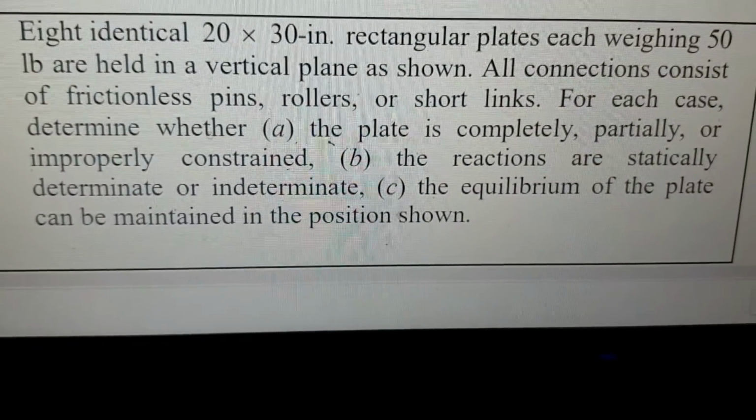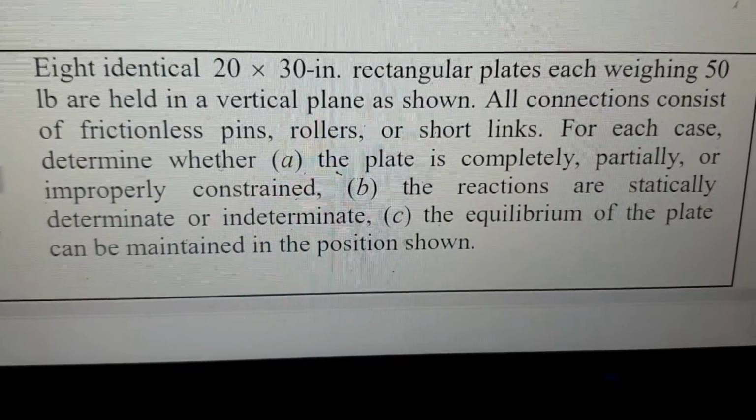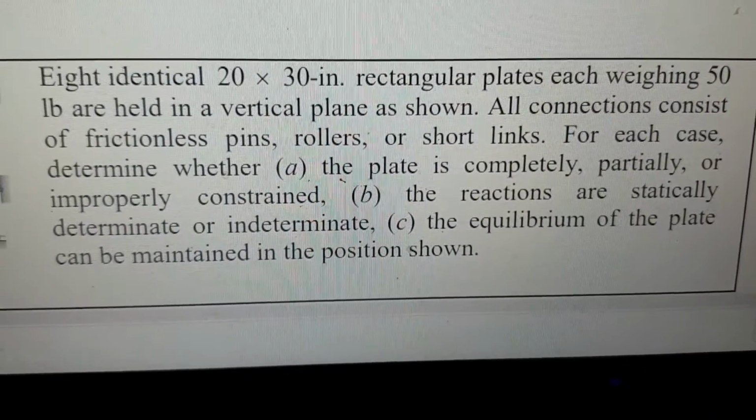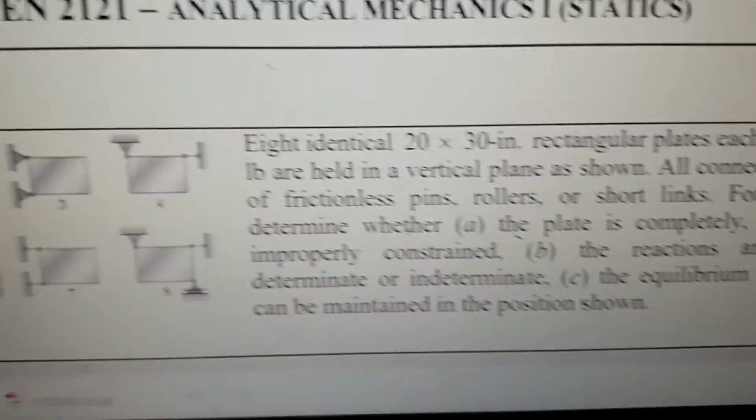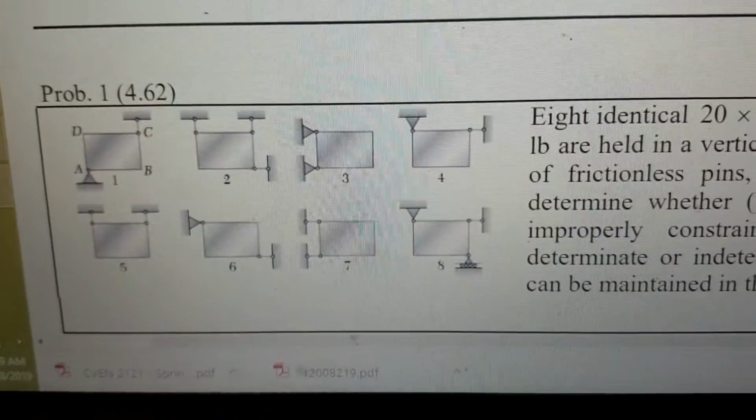Whether the reactions are statically determinate or indeterminate, and whether the equilibrium of the plate can be maintained in the position shown. Okay, let's take it one by one.